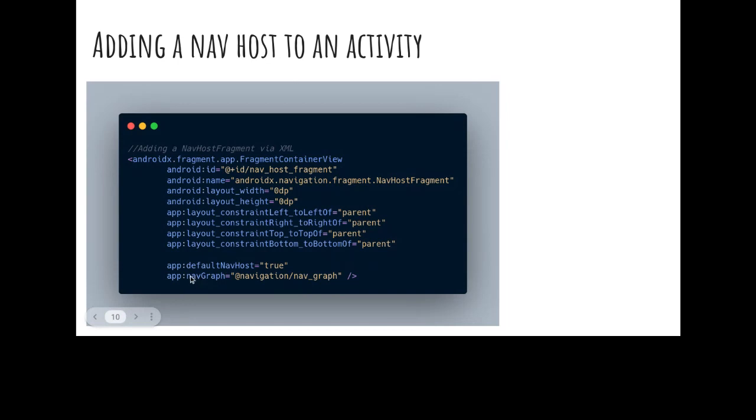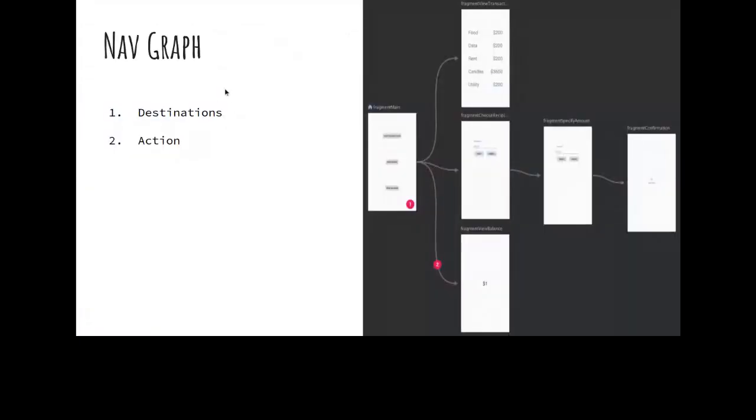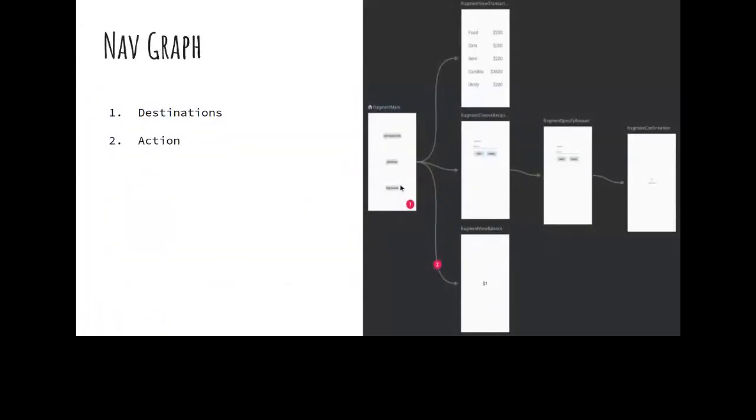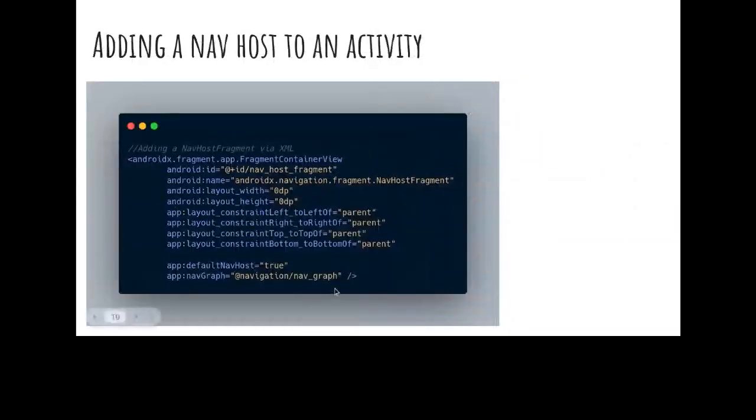Okay. So we have these attributes. So nav graph, navigation nav graph. This attribute is used to associate this nav graph with this nav host. Yeah, so that's how you can swap fragments in and out. That's the major part of the nav graph attribute.